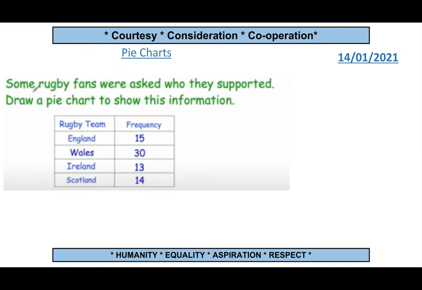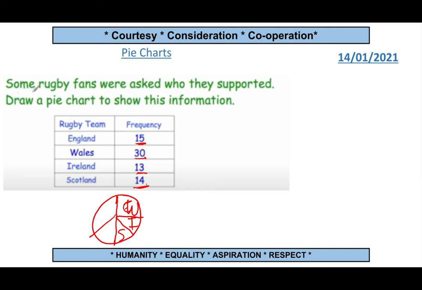So just go back to the frequency table. 15 people support England, 30 Wales, Ireland 13, Scotland 14. So roughly my pie chart would look like this: I know Wales is the most, and then Ireland is the least. Then we've got Scotland just a bit more than Ireland, and then we've got England. But as you can see, guys, it's a bit hard to draw an accurate pie chart.